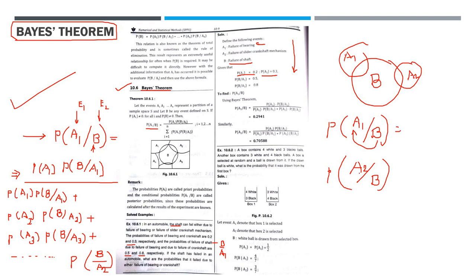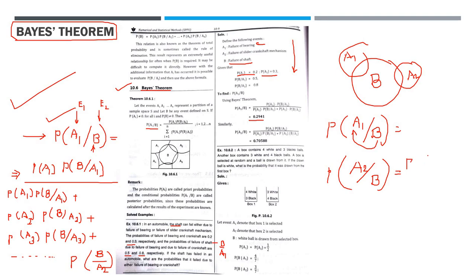So we have to find P of A1 given B, and probability of A2 given B. We have to use the same formula here. So P of A1 given B is what? It is P of A1 times probability of B given A1, and at the bottom, P of A1 B of A1 plus P of A2 B of A2. Everything is given in the problem, so just put the values for the probabilities and we will get the result.